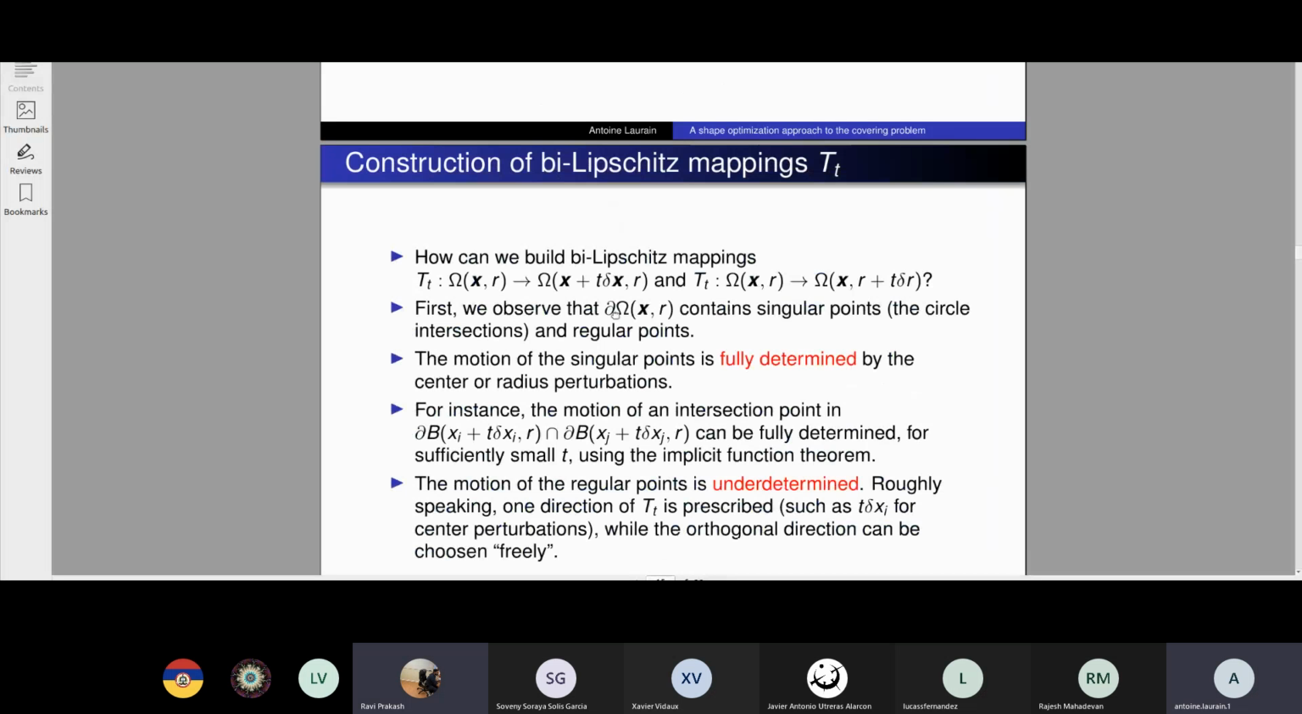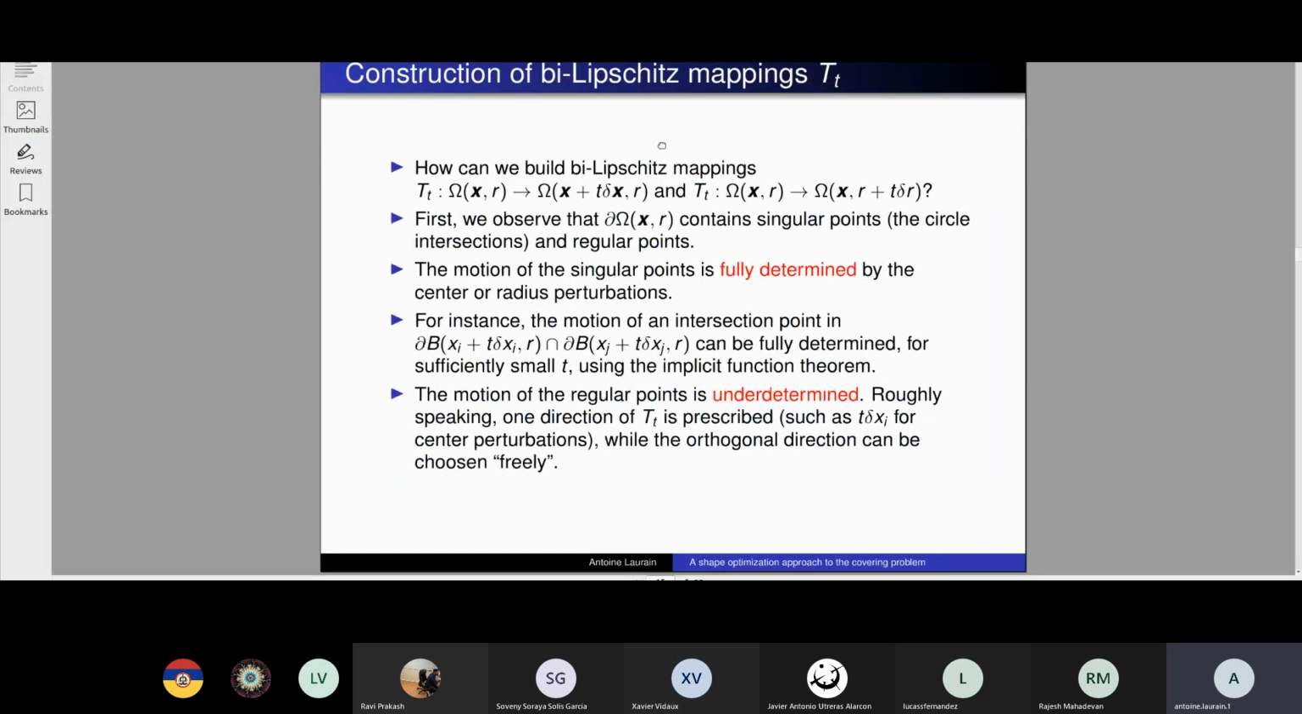Okay, so now I'm going to explain how we can build this mapping capital T. What I need is that these mappings are Bi-Lipschitz, which means the mapping is Lipschitz, and also the inverse mapping is Lipschitz. And it needs to map the shape omega onto the perturbed shape omega of x plus t delta x, and another mapping for the radius perturbation.